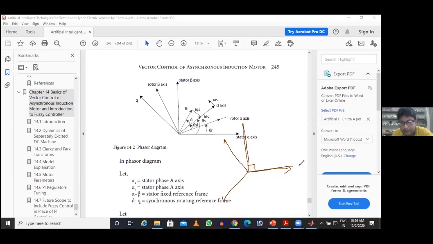So this alpha axis is the reference axis, which is just lying on the A phase or R phase. This is B phase, this is C phase. Now they are apart by 120 degrees. So if I take a current, then I alpha is equal to IA cos 0 plus IB cos 120 plus IC cos 240. So this is the beta axis. So your I beta is equal to, similarly, IA sin 0, IB sin 120 and IC sin 240.